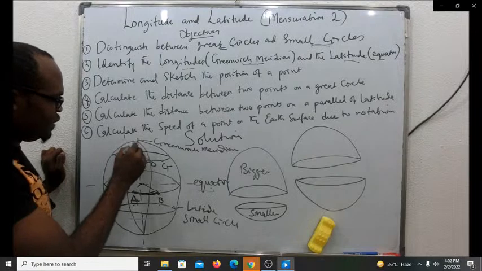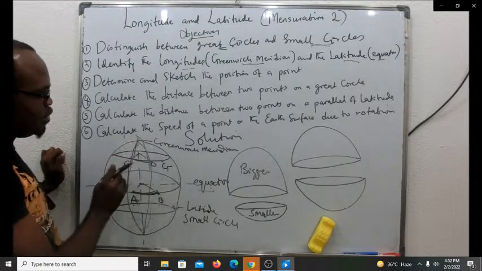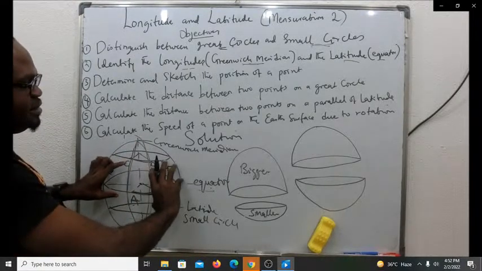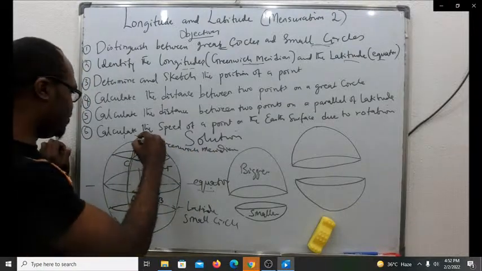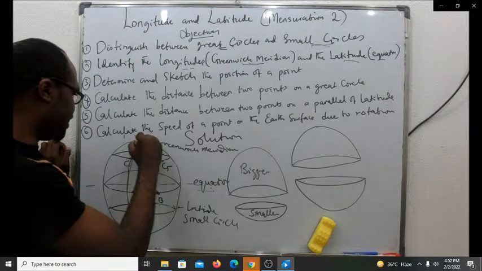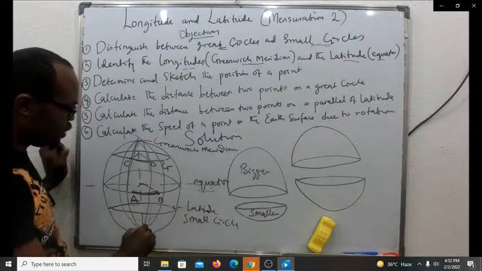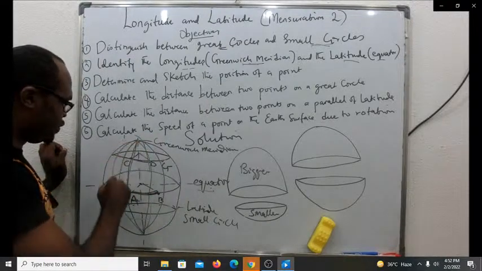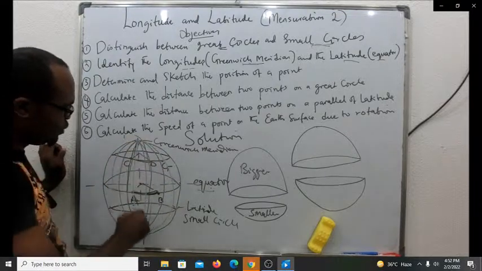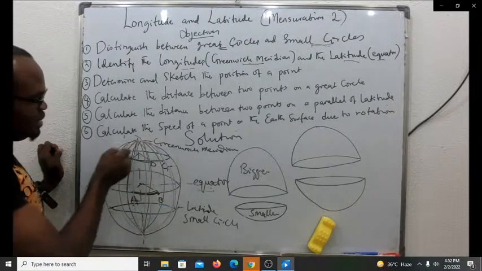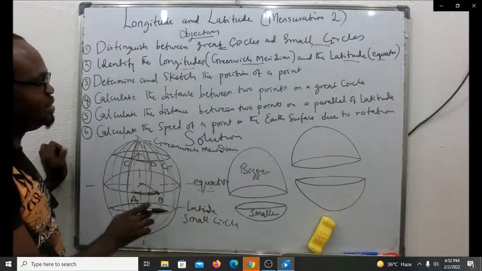Because if you cut the earth through these points, you're going to get two equal halves. So the Greenwich meridian is a great circle. If you also cut the earth through these other points, you also get two equal parts. If you cut through these points, two equal parts, through these points, two equal parts. So you have plenty of great circles as the meridians.